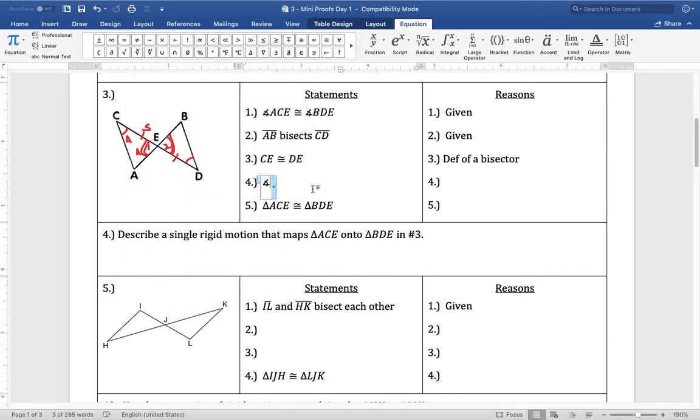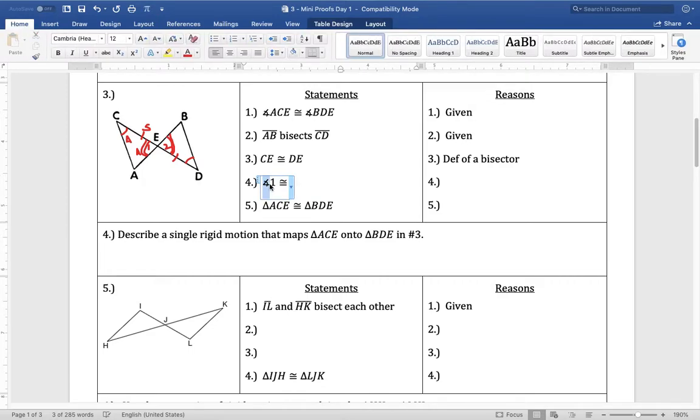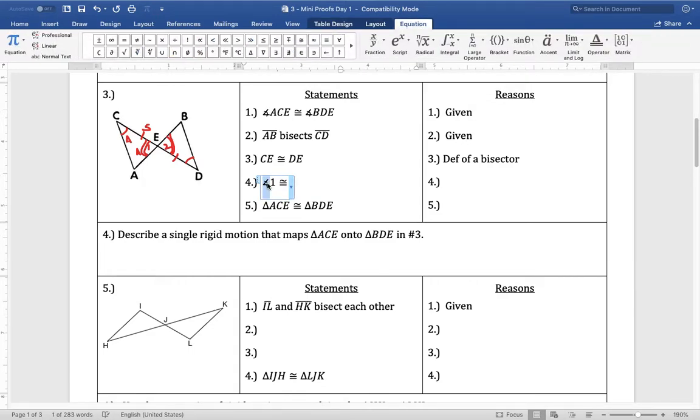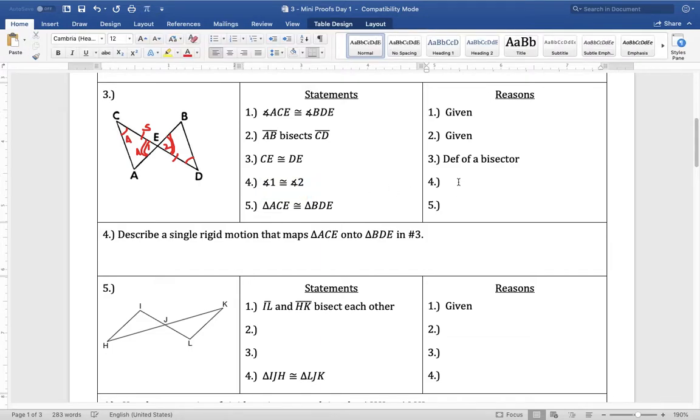All right, so we got angle 1 is congruent to angle 2. And the reason was vertical angle theorem, or definition of vertical angles.